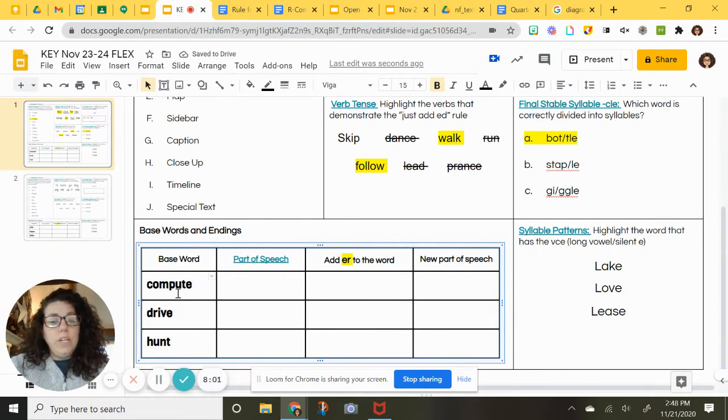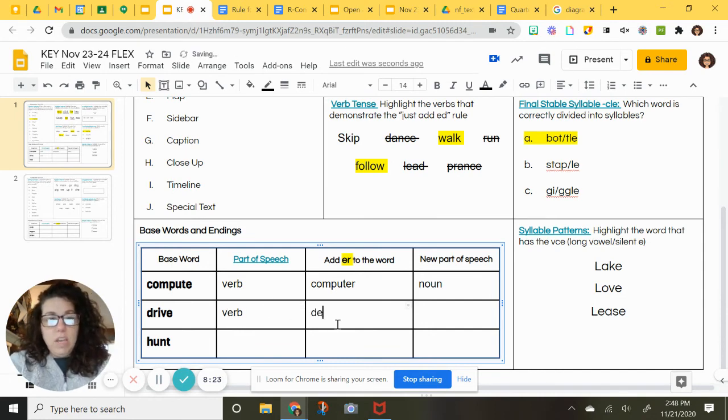All right, the word is compute. Compute is a verb. This is what I was trying to get at. Computer is a noun. You can touch it, it's a thing. Compute is an action. Drive. Driving down the road. It's a verb.